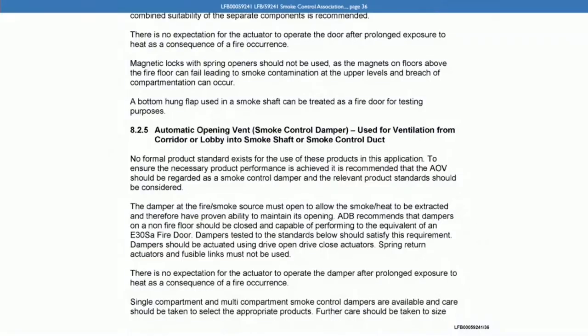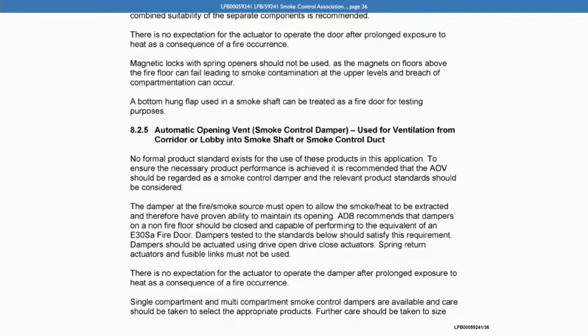So it begins: this is automatic opening vent smoke control damper used for ventilation from corridor or lobby into smoke shaft or smoke control duct. And it says no formal product standard exists for the use of these products in this application. To ensure the necessary product performance is achieved, it is recommended that the AOV should be regarded as a smoke control damper and the relevant product standards should be considered.